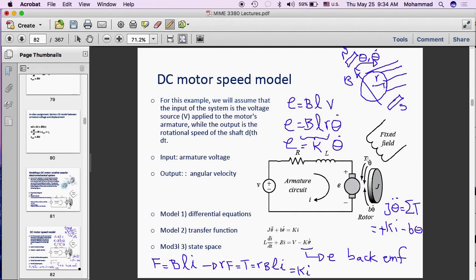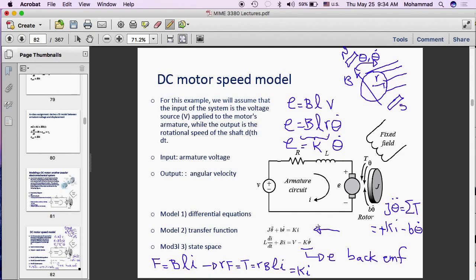So, and you can see the direction. This is the driving, this is opposing. So that's why their signs are different. So you have plus Ki, which is the torque that drives the whole thing, minus B theta dot, which is what slows down. If you take B theta dot to the other side, you get to this equation.